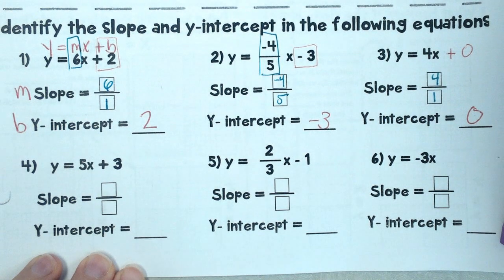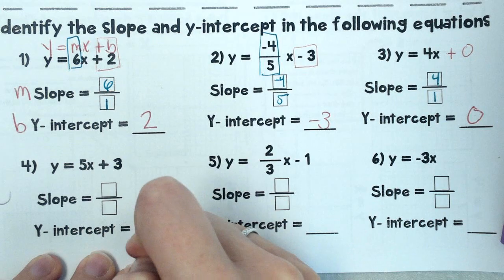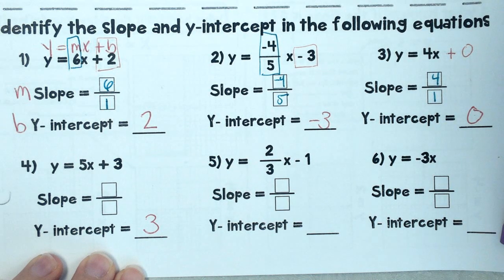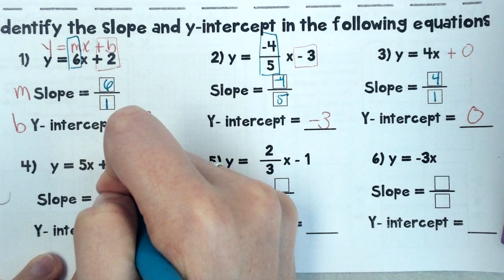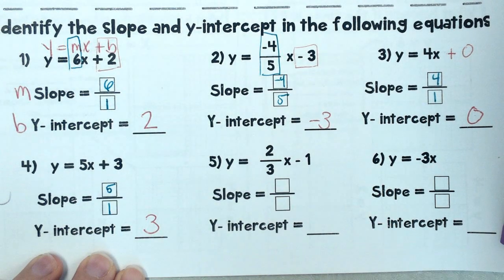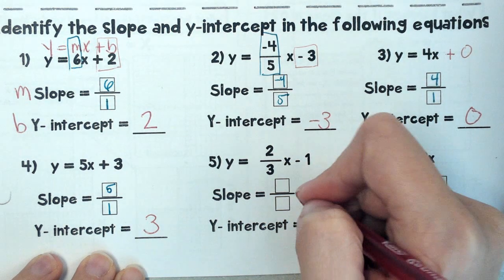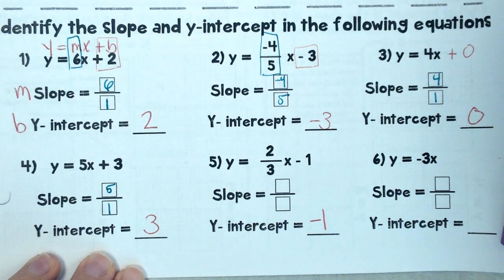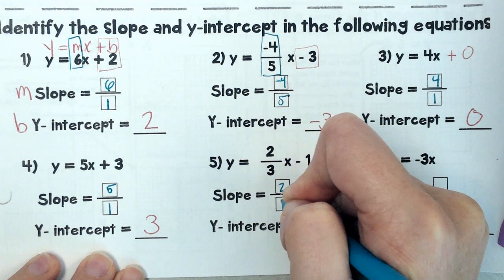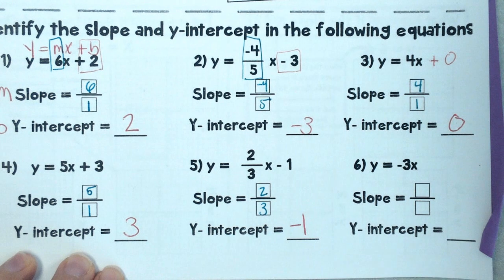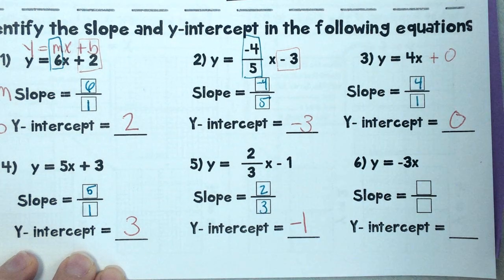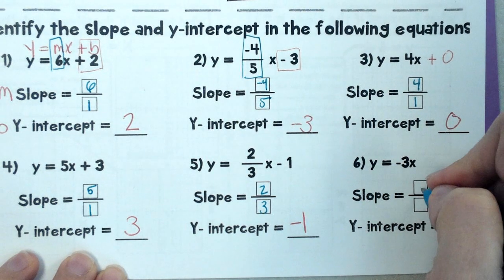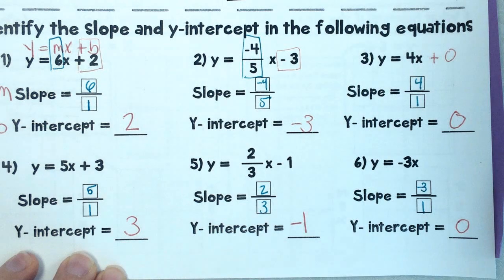On number 4, Raylan, what do we have as our y-intercept? 3. Very good. What do we have as our slope, Chelsea? 5 over 1. Very good. Number 5, Haley, what is my y-intercept? -1. And Valeria, what is my slope? 2 over 3. Fantastic. Alexa, on the next one, what is my y-intercept? 0. Great. And Carly, what is my slope? -3 over 1. Great. Does anybody have any questions on these?